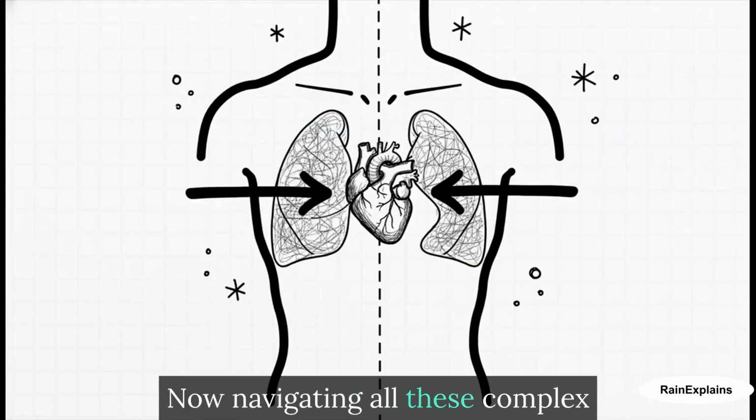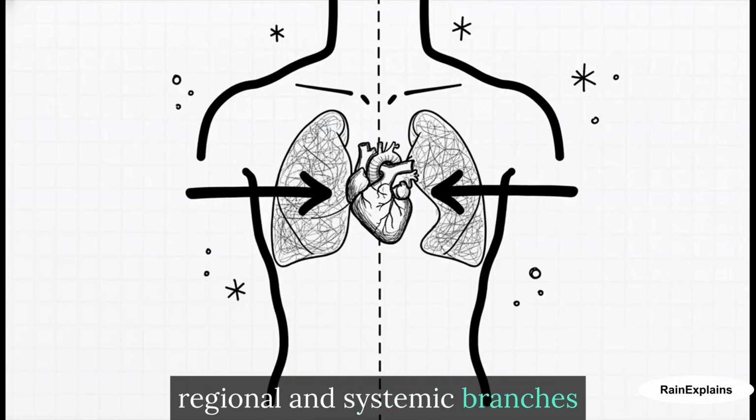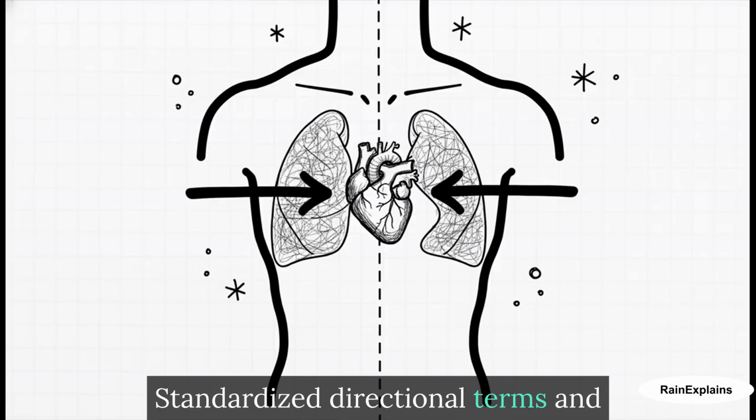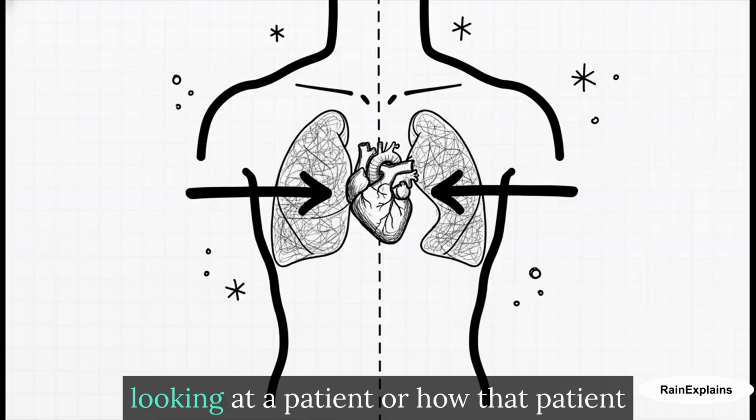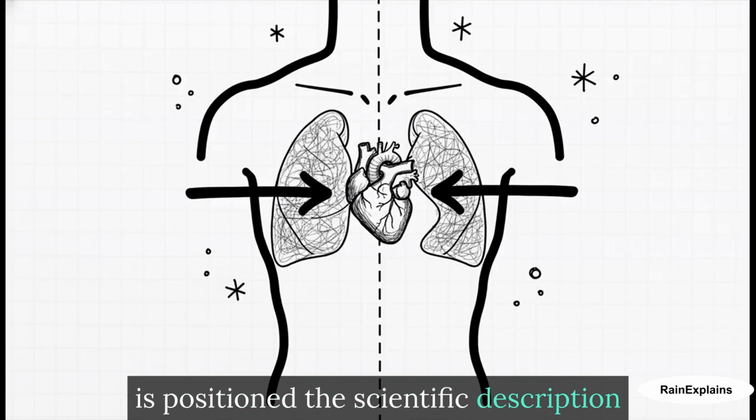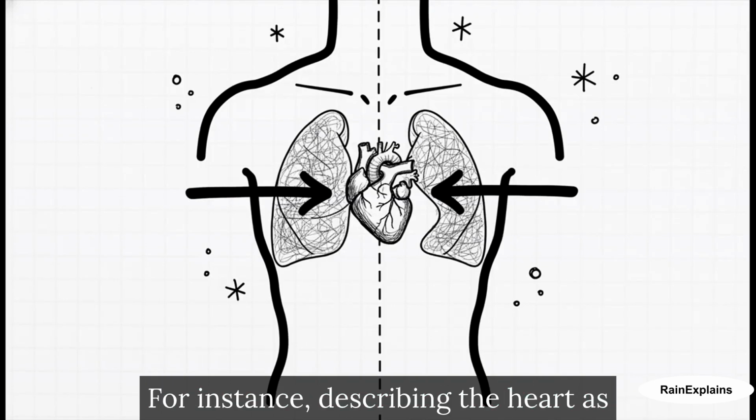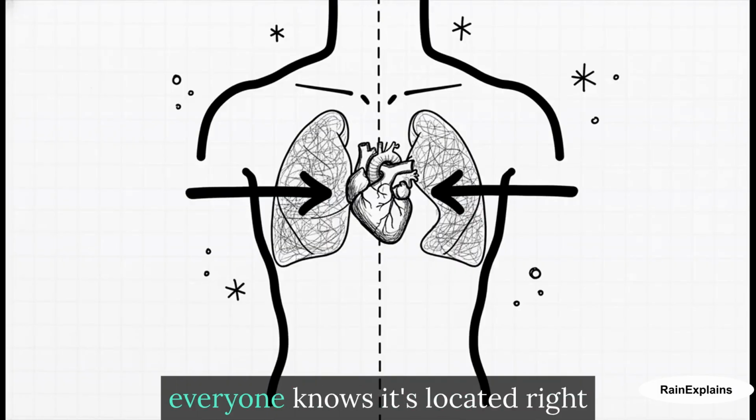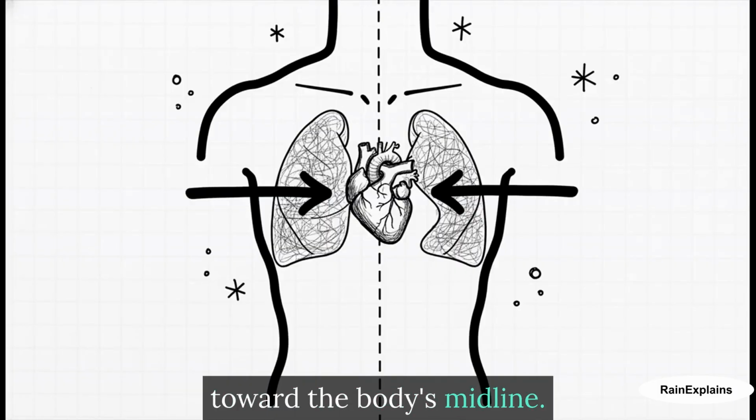Now, navigating all these complex regional and systemic branches requires a universal language. Standardized directional terms and planes ensure that no matter who is looking at a patient or how that patient is positioned, the scientific description remains perfectly accurate. For instance, describing the heart as medial to the lungs guarantees everyone knows it's located right toward the body's midline.